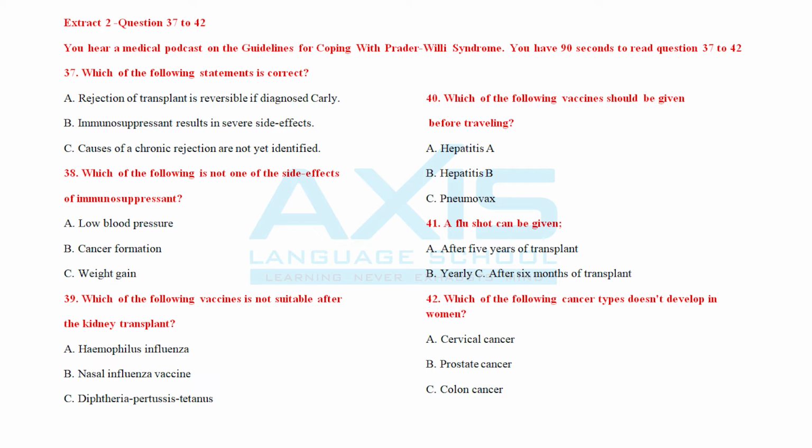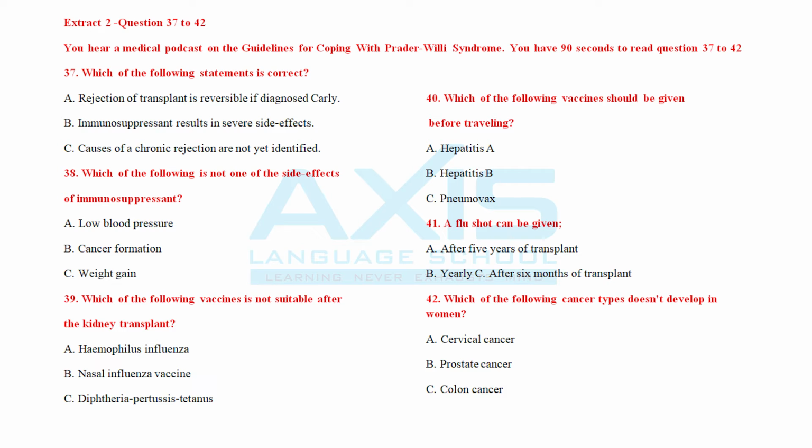There are two types of rejections that occur after the kidney transplant. An acute rejection occurs usually any time during the first year of transplant and can be cured successfully, whereas a chronic rejection occurs gradually over years. The causes of chronic rejection are yet to be identified by research, and the treatment of chronic rejection is often unsuccessful.